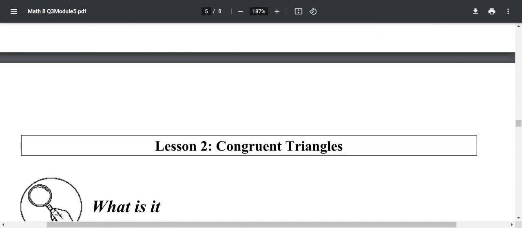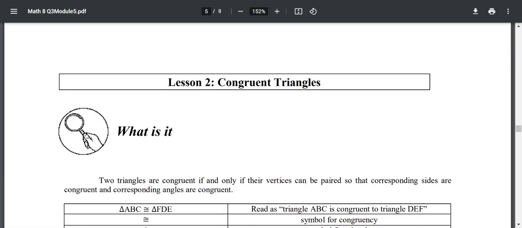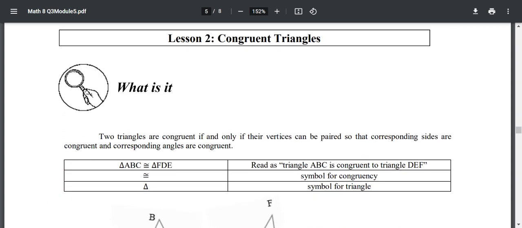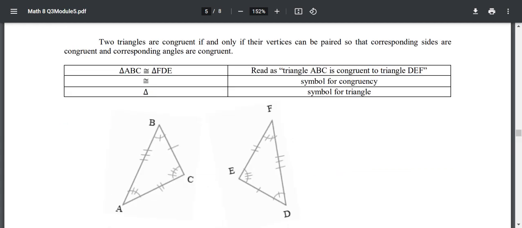Then, let's go to lesson 2 about congruent triangles. You already have prior knowledge about congruent triangles, so this is just a review. Again, two triangles are congruent if and only if their vertices can be paired so that corresponding sides are congruent and corresponding angles are congruent. So if the given sides are congruent and the given angles are congruent, therefore the two triangles are also congruent. So this is how you write congruent triangles.